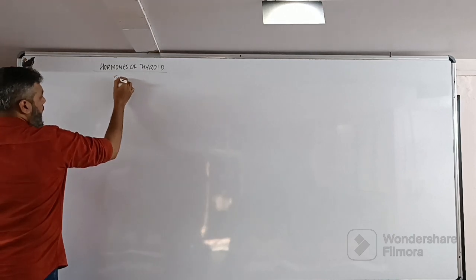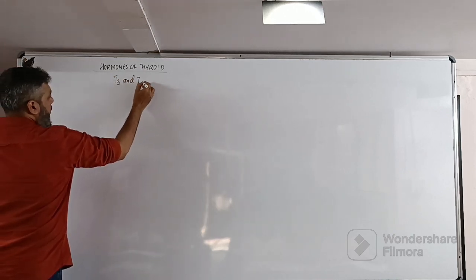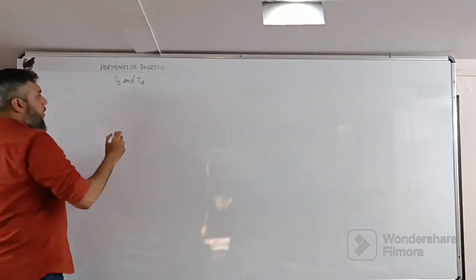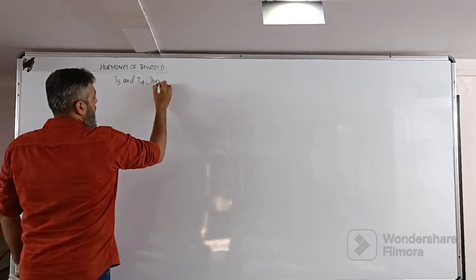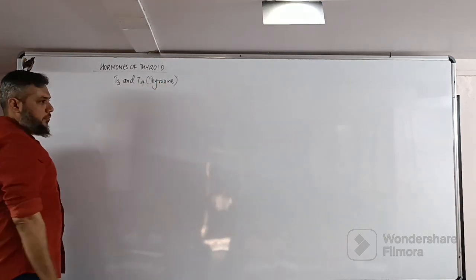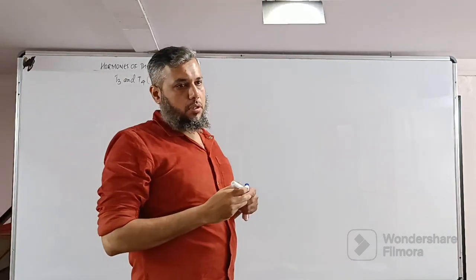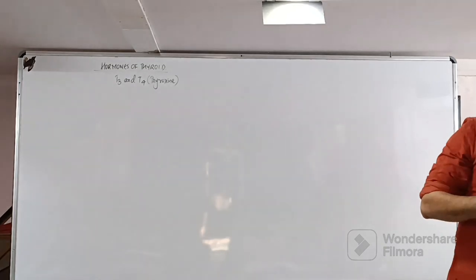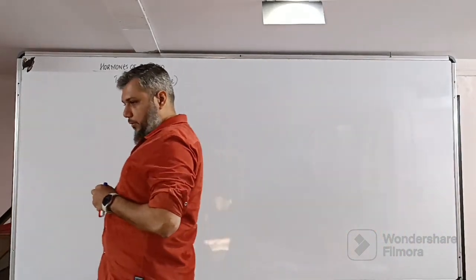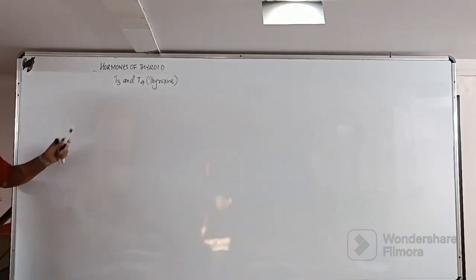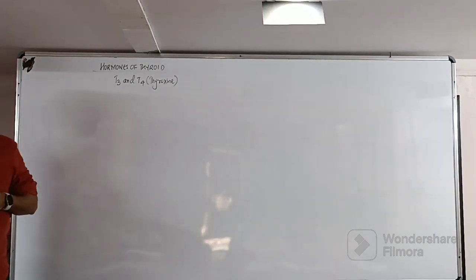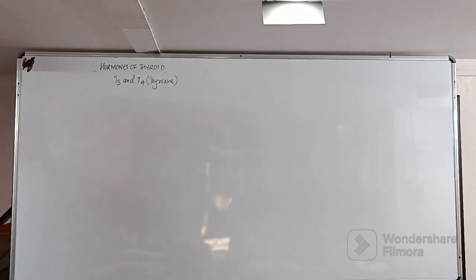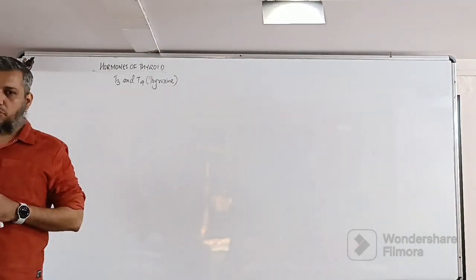So we are talking about the hormones of the thyroid, T3 and T4. Here, T4 is called thyroxine. Let us talk about the functions of T3 and T4 together. Between T3 and T4, T3 is considered to be a more active hormone because the cell shows the presence of more receptors for T3.